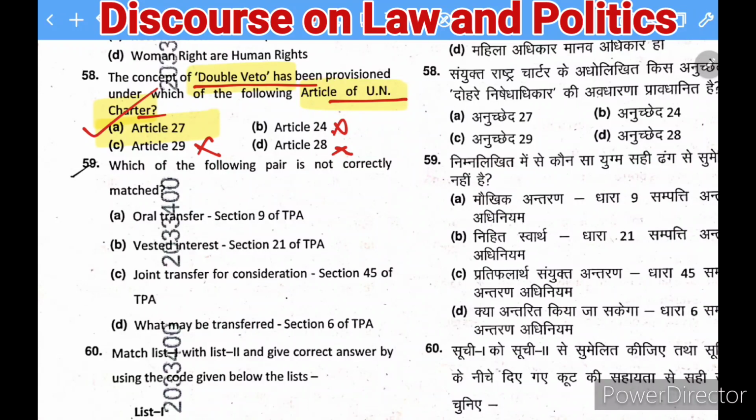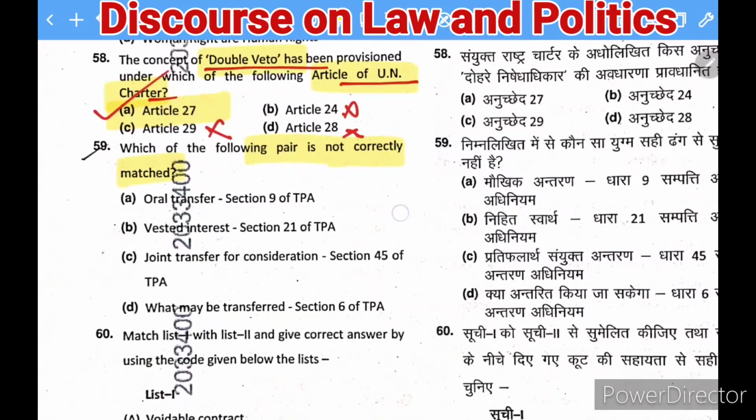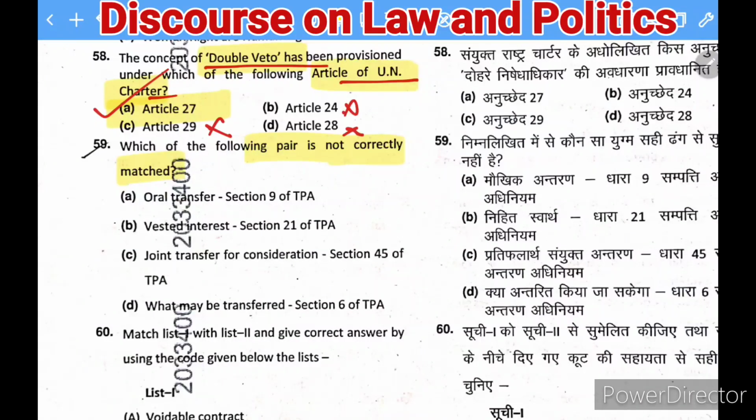The next question is here. Again, it is from the correct matching here. So we have to see which is not correctly matched. So the oral transfer is in section 9 of the TPA. Yes, it is correctly matched here. Vested interest is not in section 21 of the TPA. It is not a correct match. So therefore the right answer of this question is vested interest, which you can highlight. Okay, so this is the correct answer.